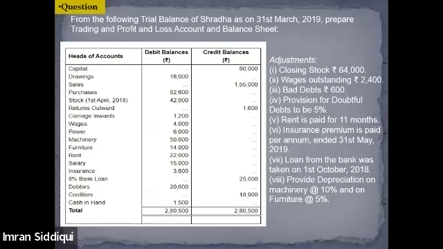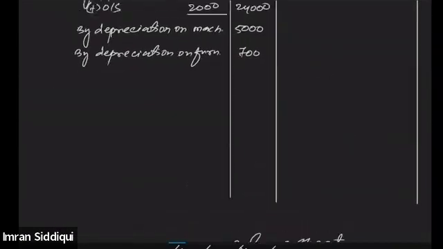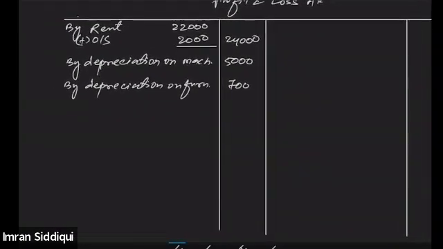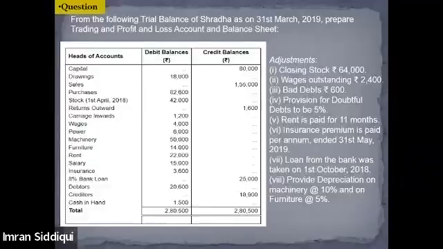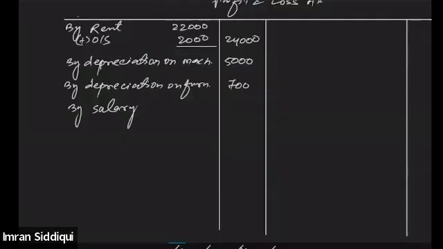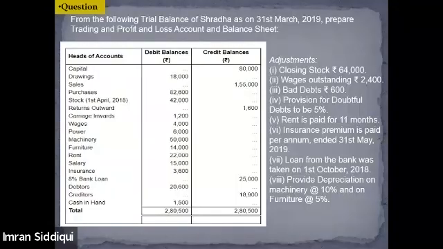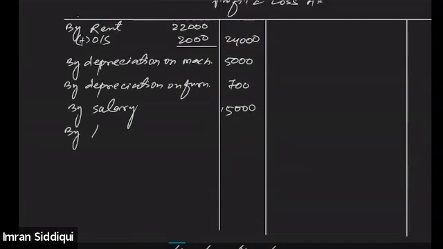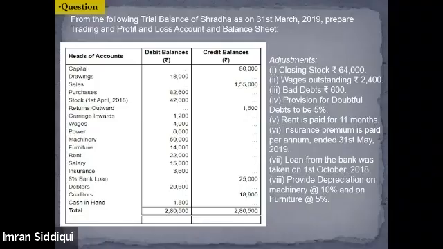All right. Okay. And after that, we have salary. Is there any adjustment regarding salaries given? No, no entry regarding the salary. So salary is generally an indirect expense. Salary is 15,000. Then we have insurance. Again, insurance is an indirect expense. 4,600.